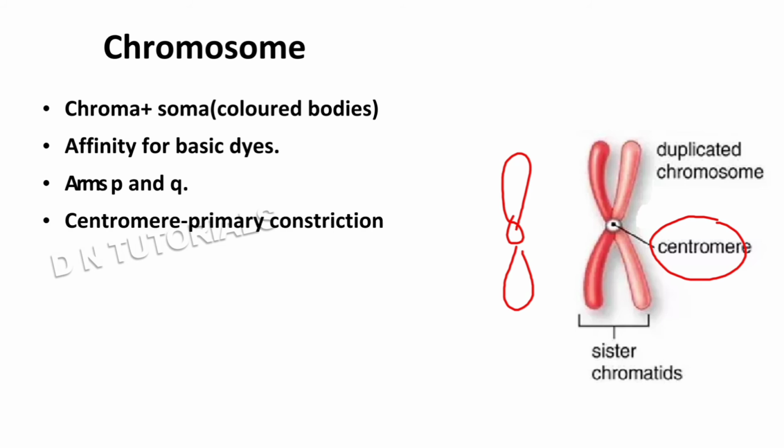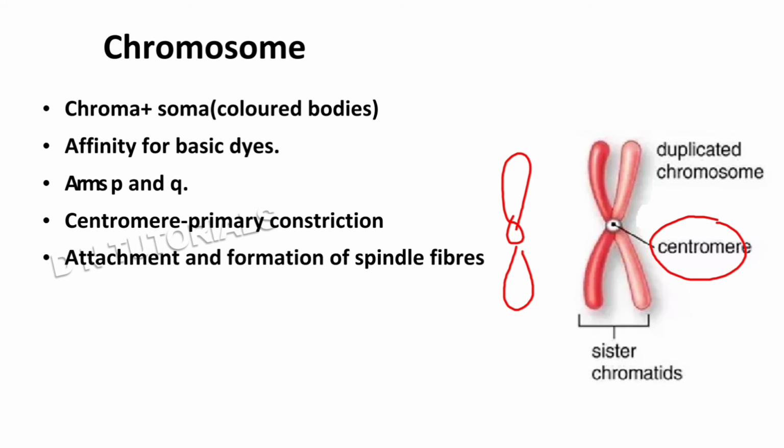We were learning about the centromere. The centromere divides the chromosome into two parts, P and Q. It is called the primary constriction, and there is one more very important and chief role of the centromere: it helps in attachment and formation of the spindle fibers during cell division. That means centromeres play a crucial role during cell division. This we will study when I explain mitosis.